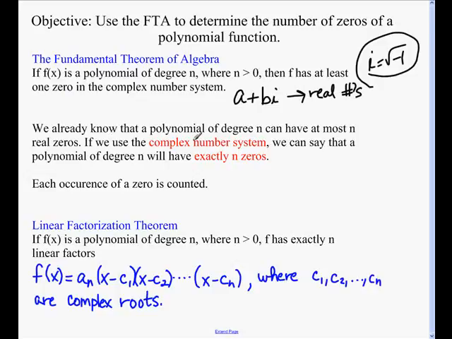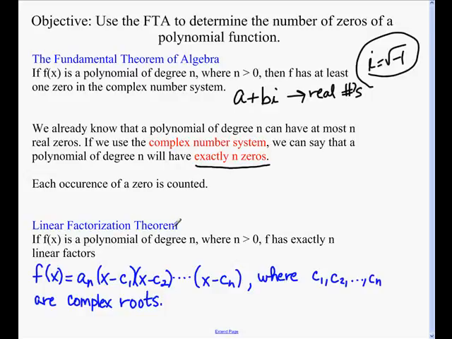So we already know that a polynomial of degree n can have at most n real zeros. We talked about that, meaning how the polynomial crosses the x-axis or touches the x-axis. That tells us how many real zeros we have. But if we use a complex number system, we can say that a polynomial of degree n will have exactly n zeros. Every occurrence of a zero is counted. So that is, if a zero repeats itself, that is two distinct zeros.